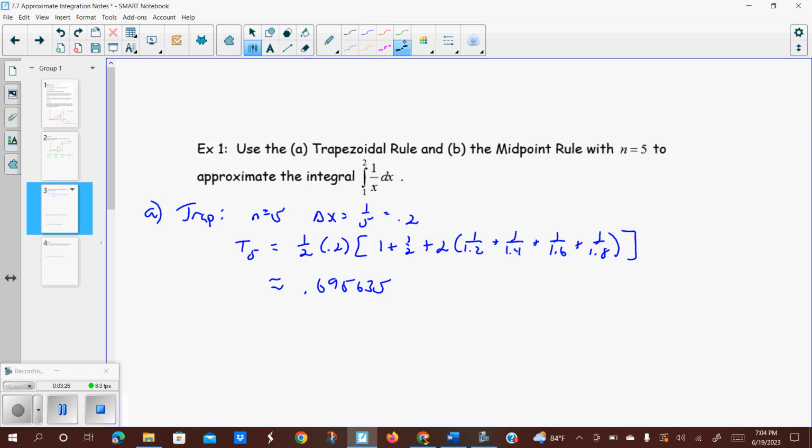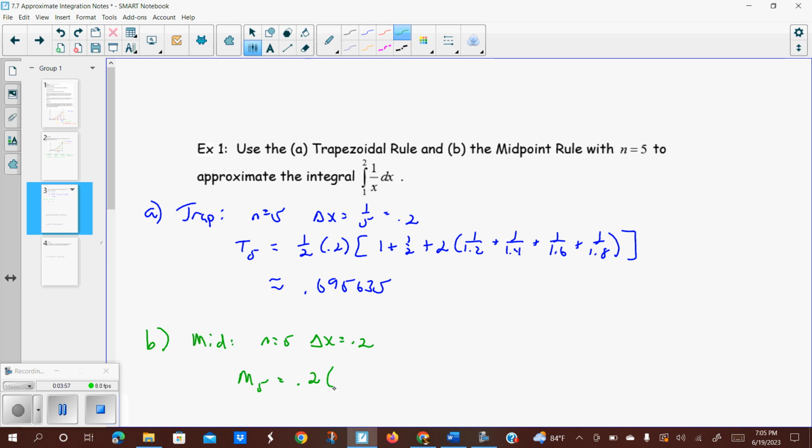Part B wants us to do a midpoint approximation. So the midpoints, again, n equals 5, and delta x is 0.2. None of that changes. Now remember, this is just base times height. So we'll say that our midpoint with 5 here is going to be delta x, which is 0.2, times the sum of all the bases.